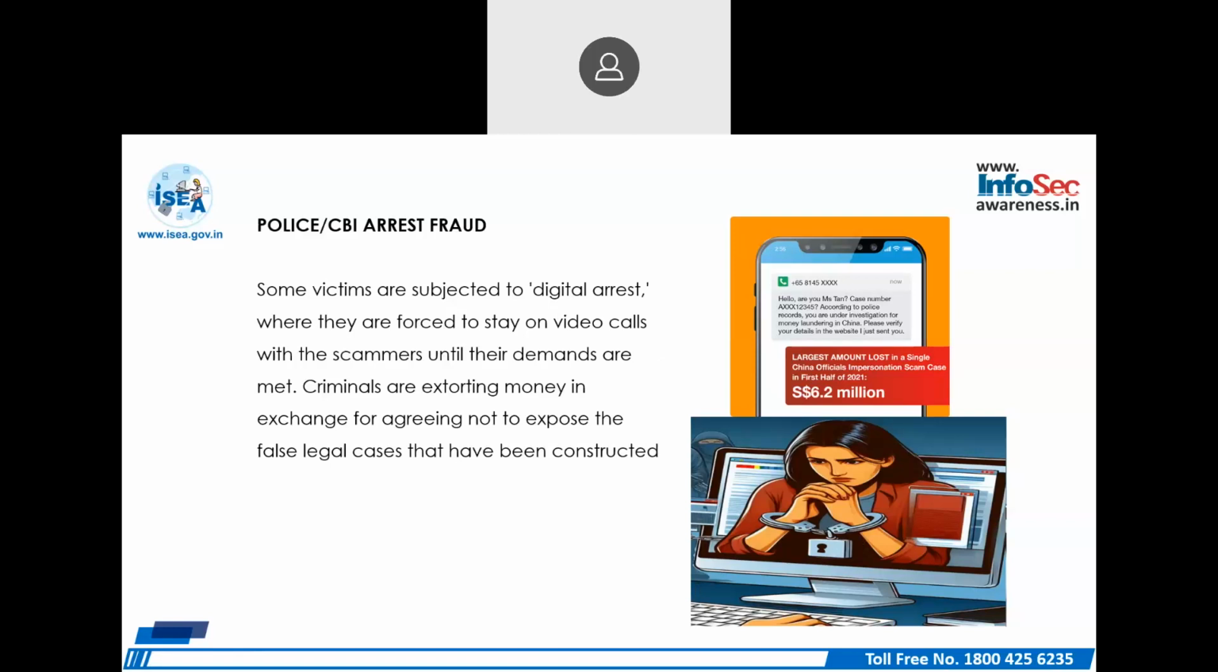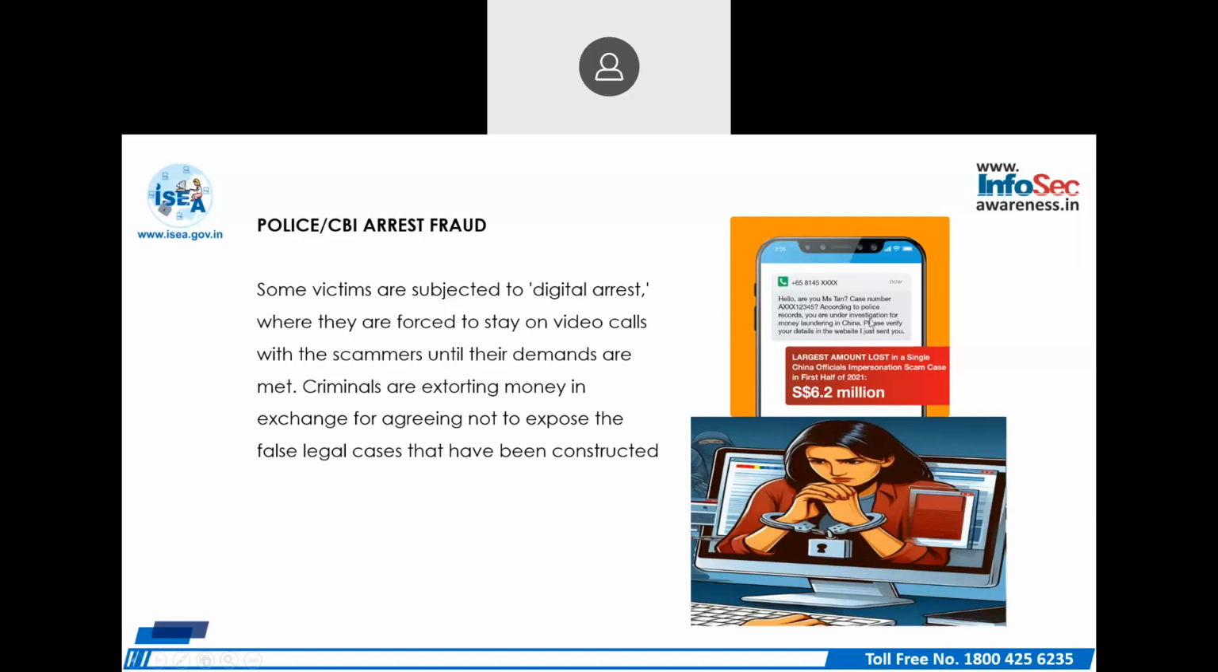This izzat ka dar is a very big problem in India. Log kya sochenge? This threat is the biggest threat in our minds, and it causes a lot of victims to become part of this kind of fraud, because we fear that if this case comes out, if our relatives or neighbors come to know that a case is filed on us, what will happen to us?